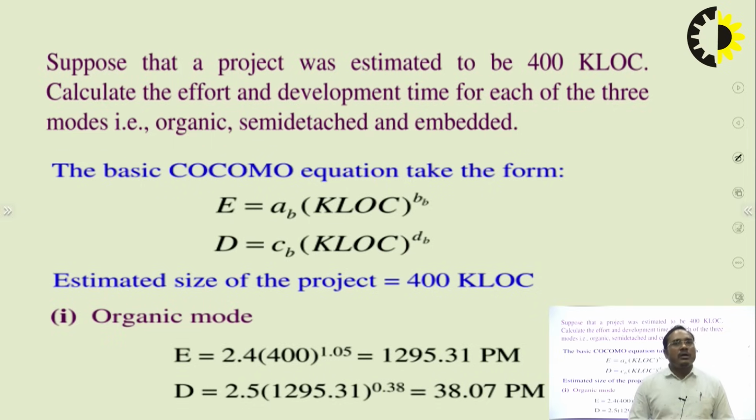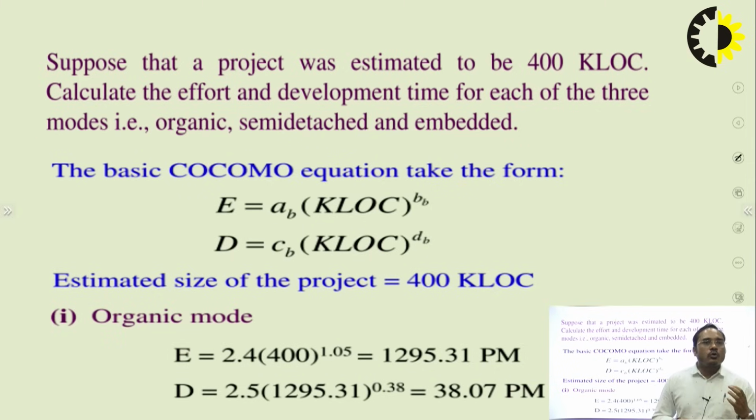Another formula we are using: suppose that a project was estimated to be 400 KLOC, or 4 lakh lines of code. Calculate the effort and development time for each of the three models, that is organic, semi-detached and embedded. So by using the first model, the organic model, how will you calculate the E and D?